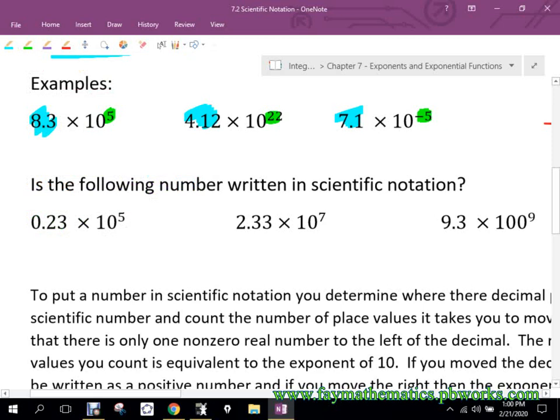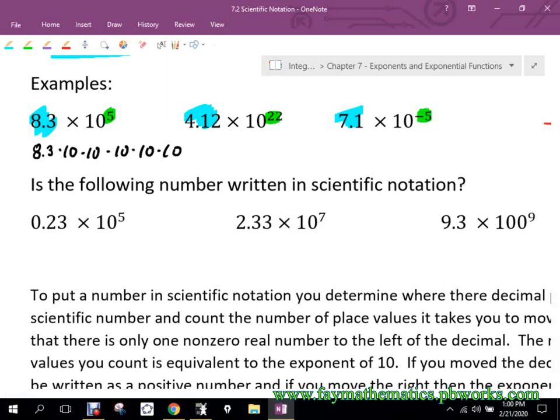So what does 8.3 times 10 to the fifth really mean to us? Okay, well, think about this. This means 8.3 times 10 times 10 times 10 times 10 times 10. Does that make sense to everybody? That's 10 to the fifth, right?